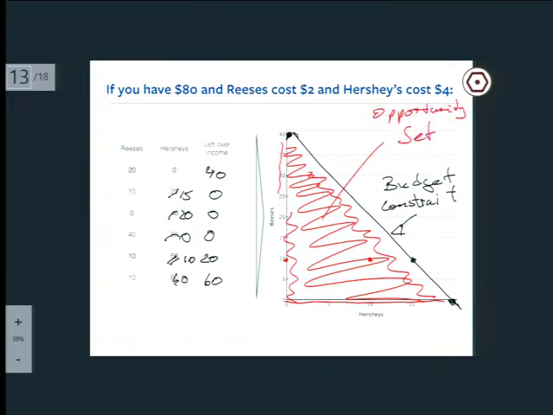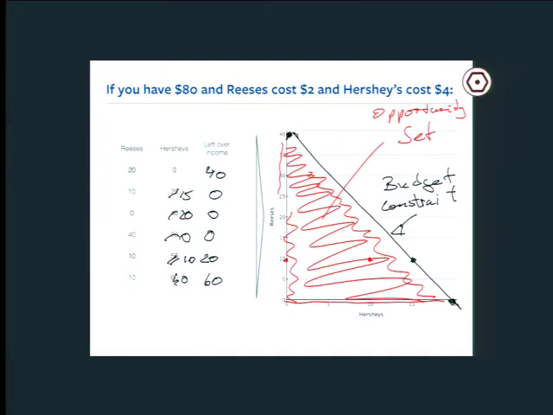This is the set of bundles I can afford with my income. The red bundles are ones where I have income left over, and the ones on the actual budget constraint right here are the ones where I'm spending all of my income. Okay? So the frontier of the opportunity set right here, which is the set of bundles where I'm spending all of my income, that we call the budget constraint. The whole triangle of all possible bundles that we can afford, that is called the opportunity set.